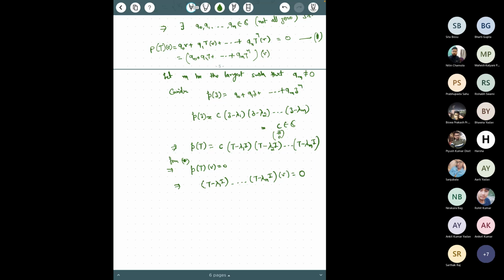At least one operator is 0. Yeah, so you can say from here that there exists... Suppose this factor is not 0 when applied to V. If this is 0, then V would be an eigenvector and lambda m would be an eigenvalue, right? So we are done. We are trying to prove that T has an eigenvalue.